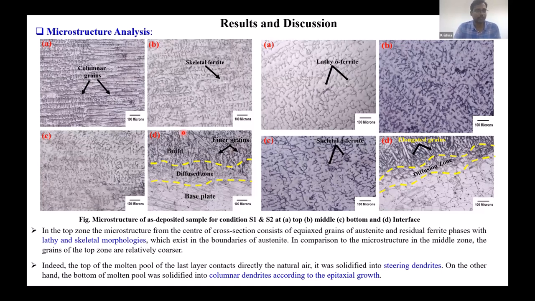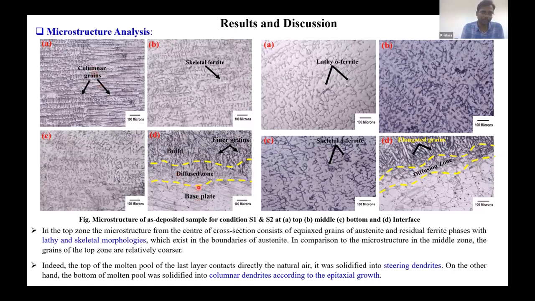And in the top layers, the G/R ratio is a little bit higher, the columnar grains are there, and under different conditions we can see delta ferrite and lacy phases also. And in the middle layers we can see skeletal kinds of ferrite, some elongated skeletal ferrites, and also at the diffuse zone there might be some elongated grains.